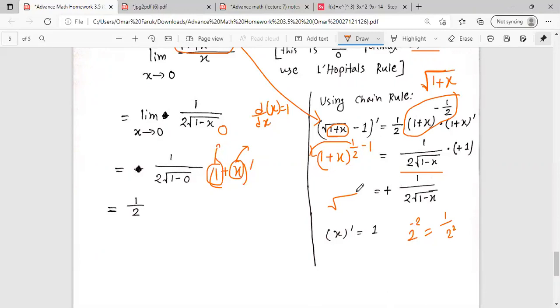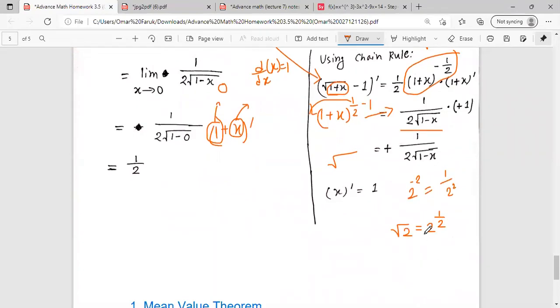I got this part, but I don't understand the second part, plus 1. How can I get plus 1? So we know that root over 2 is 2 to the power 1 by 2, right? So if this is 2 to the power minus 1 by 2, then we can write 1 by root over 2, because the half will make root over 2.